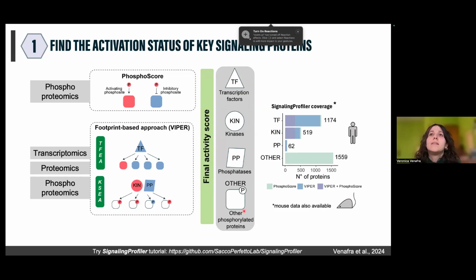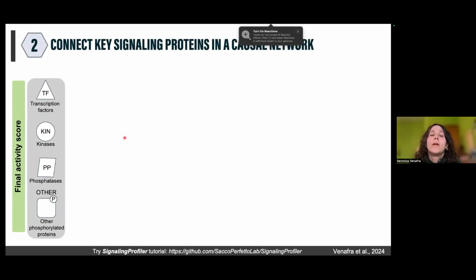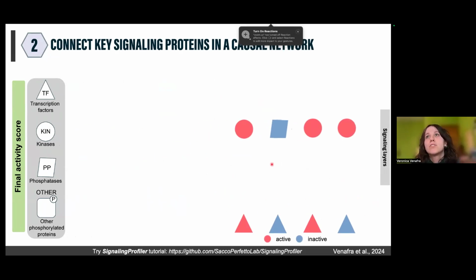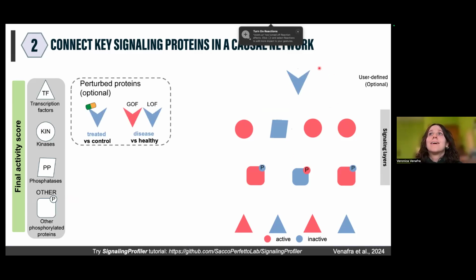Importantly, we annotate the molecular function of proteins focusing on signaling. And this is very important for the second step of the pipeline where we aim at reconstructing signaling. So we developed this abstract idea of signaling where transcription factors are at the end of the cascade, kinases and phosphatases are in the middle, phosphorylated proteins in between, and optionally a user can select a set of starting proteins that are perturbed proteins that depends on the context of your experimental data.